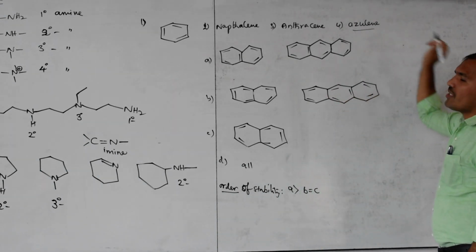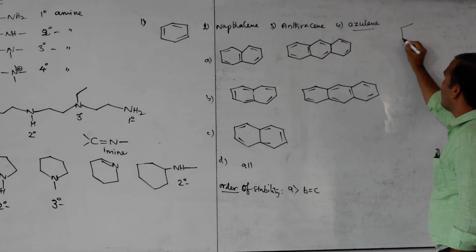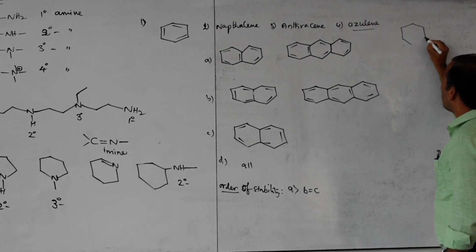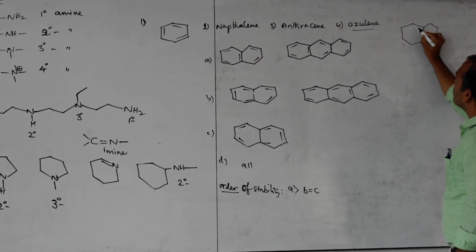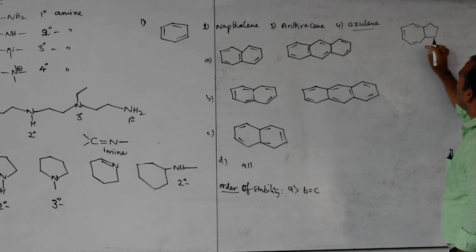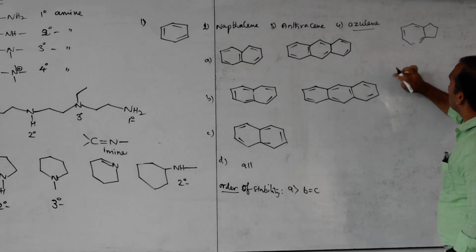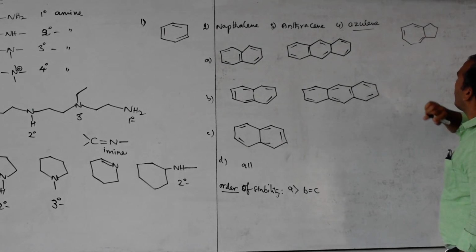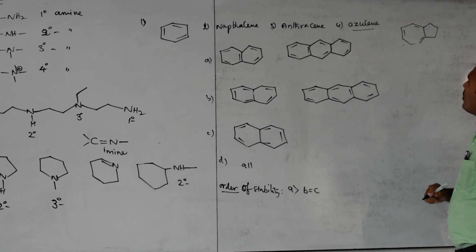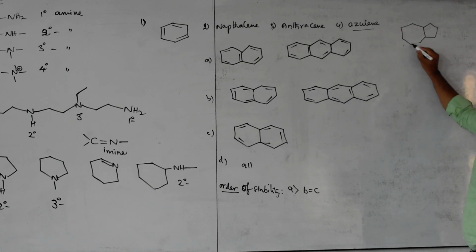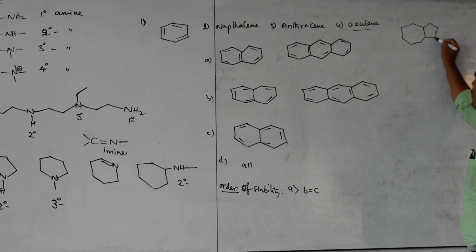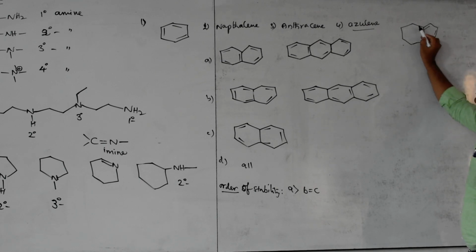Now, azulene. What is azulene? Azulene has one 7-member ring and another 5-member ring. If it is like this, double bond, single bond, double bond, single bond, double bond, then where should it come alternately? If it comes here, double bond, single bond, double bond, single bond, double bond, single bond, double bond, single bond, double bond.